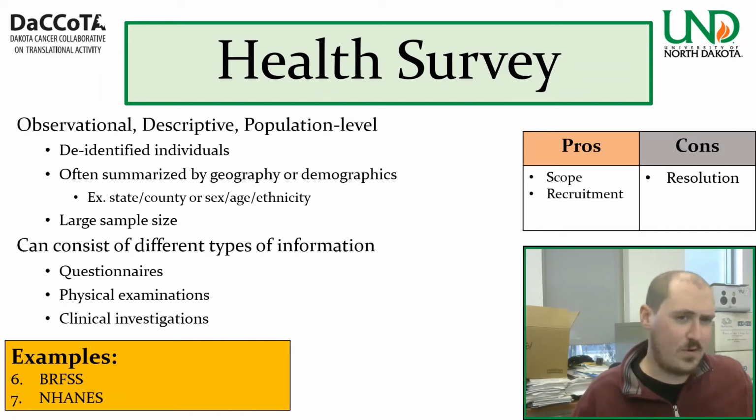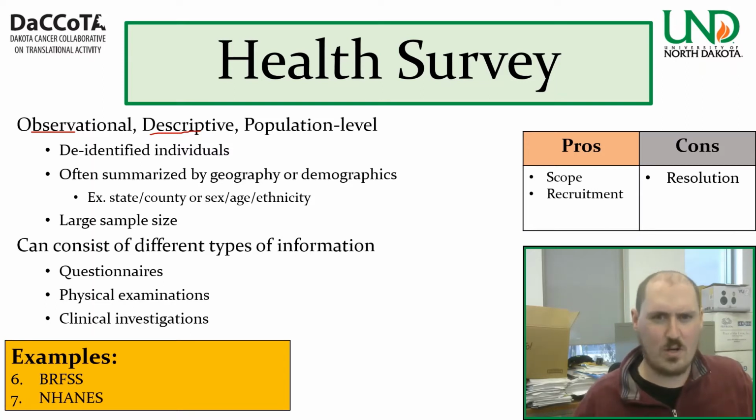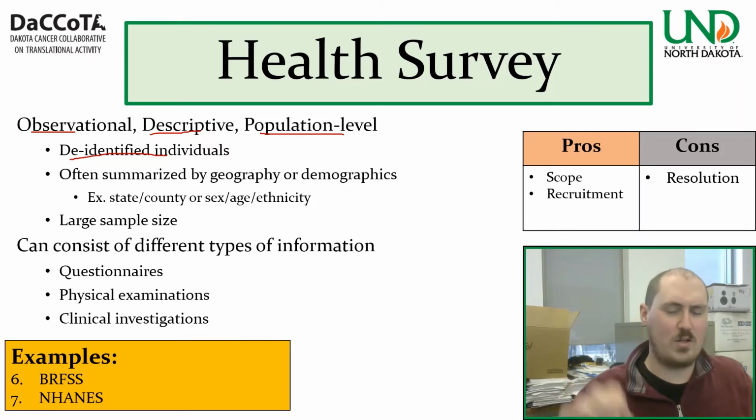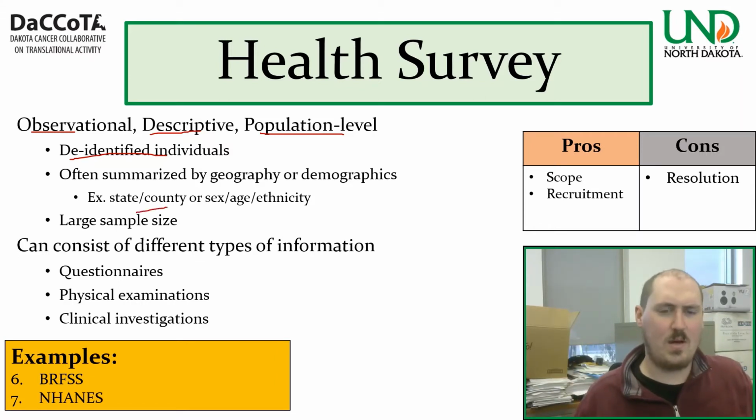So the first one we'll take a look at here is a health survey. This is observational and descriptive, so it's really just describing what's going on rather than trying to analyze or answer a question. And this is at the population level, not individual. Typically they survey de-identified individuals, but more often the data is summarized by geographic or demographic group. So you're getting a summary of a population, maybe at county level, maybe by some bracket of demographics. And these typically have a large sample size, hundreds, thousands.